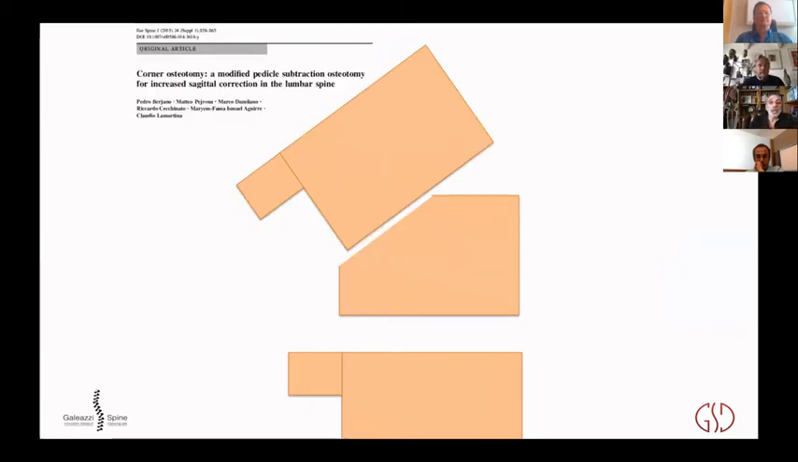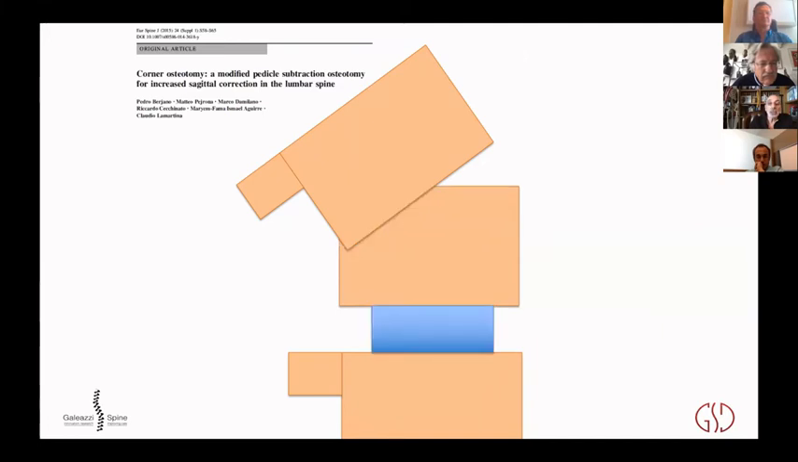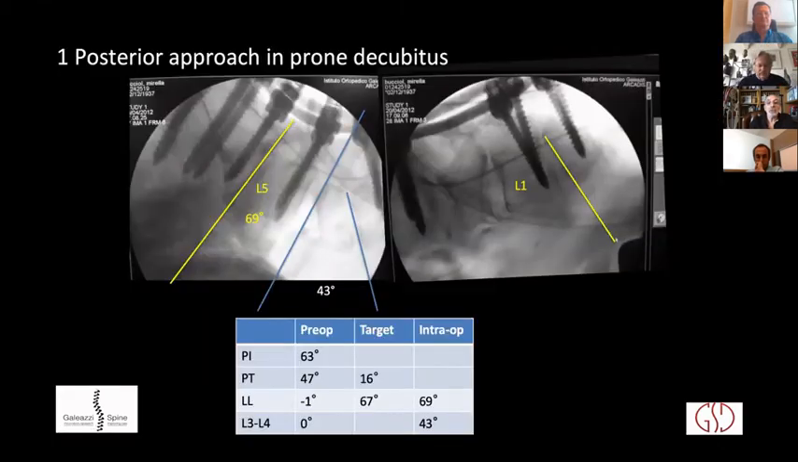This is the reason why we suggest the corner osteotomy, because in this case, when you put a cage below, you put the level of the osteotomy in compression. And this is very efficient. Look at this. This is an intra-op fluoroscopy. Here you can see the amount of correction with the corner osteotomy in L4. The final global kyphosis is close to 70. It is what is our target.